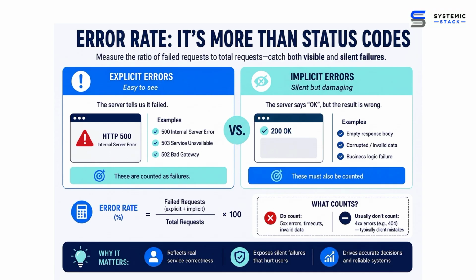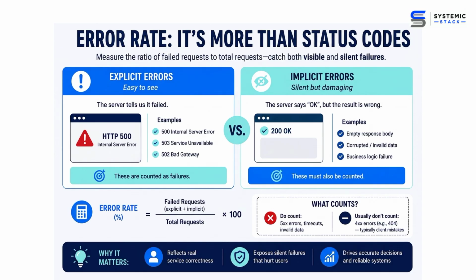Next up is the error rate, which is the ratio of failed requests to total requests. On the surface, it seems simple. Count the 500 errors and divide by total traffic. But in a real-world system, it's more complex. You have explicit errors like an HTTP 500, but you also have implicit errors. These are the silent killers, where the system returns a 200 OK, but sends back an empty body or corrupted data. Why does this matter?